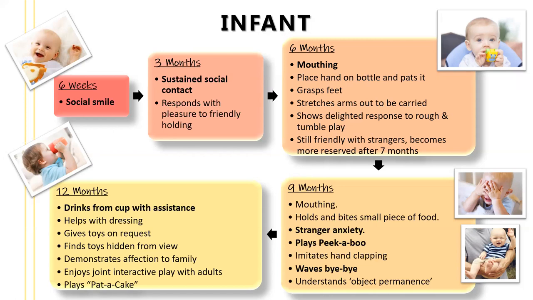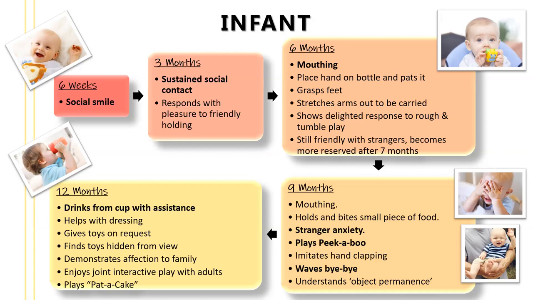Next is 9 months. In 9 months, the mouthing is still there, but they are wary of strangers. They have stranger anxiety. Thus, the caregiver needs to offer reassurance by remaining close to them and also modeling friendly behavior. At 9 months, they can also play peekaboo and wave bye-bye, so they understand object permanence. The red flag at 9 months is when they are not sharing enjoyment with others using eye contact or facial expression.